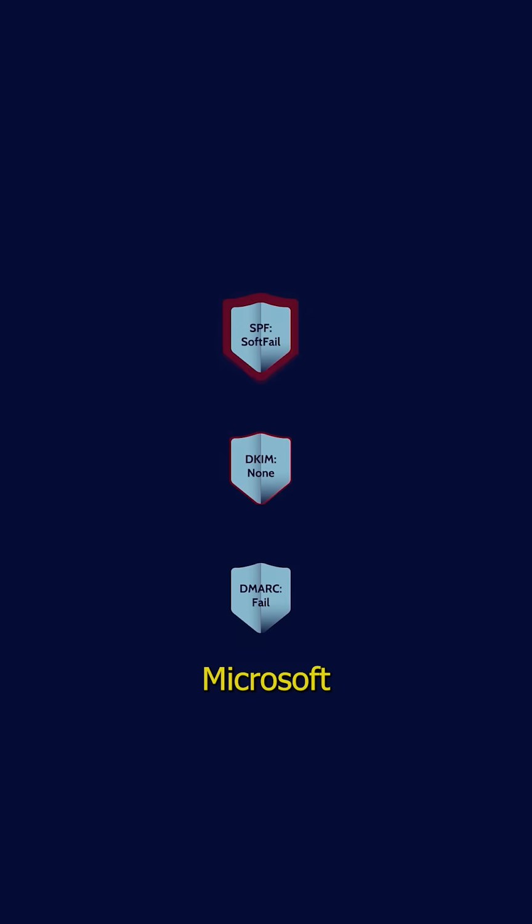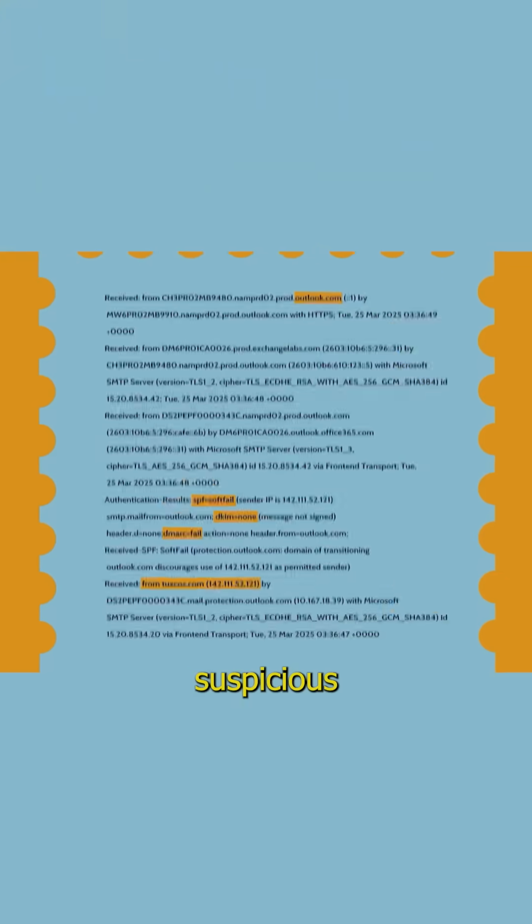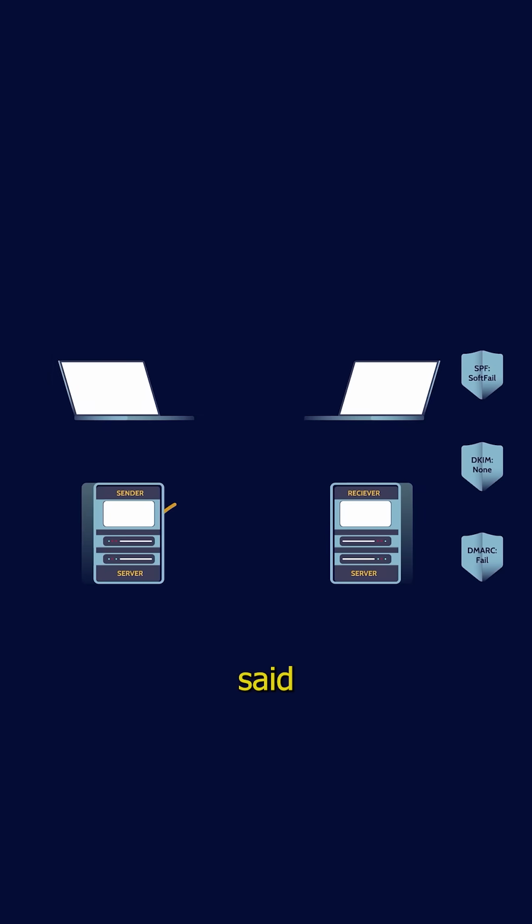Here's the thing. Microsoft servers actually detected this fraud. Look at these authentication results. SPF, soft fail. DKIM, none. DMARC, fail. Three different security systems all flagged this as suspicious. Microsoft servers essentially said, "This email's definitely fake," and then delivered it anyway.